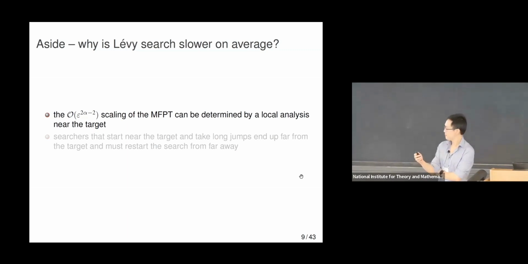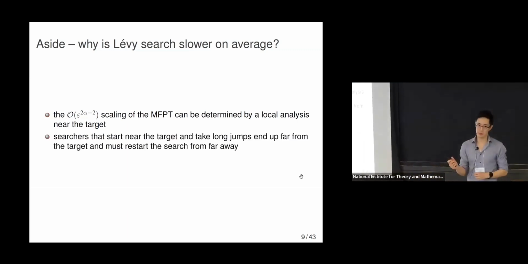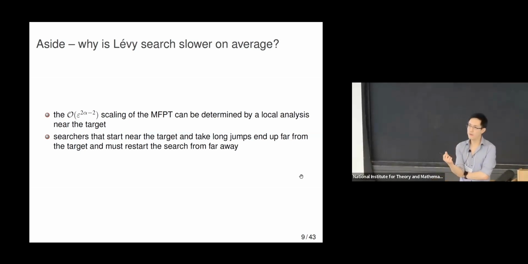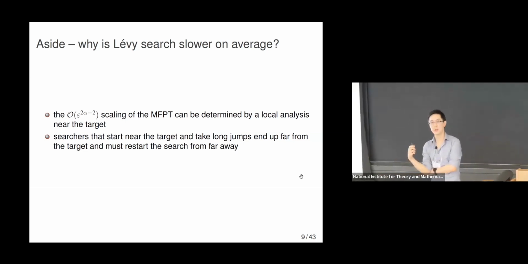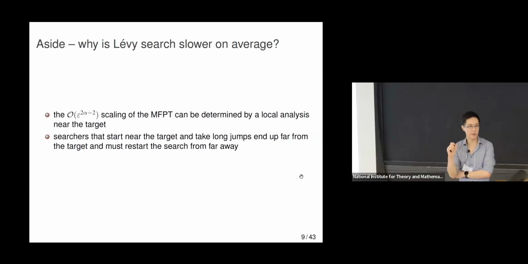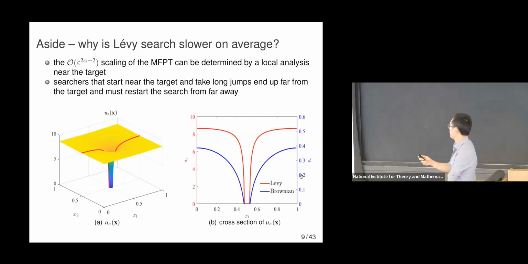Well, they can take long jumps, right? And with this flyover condition, where flyovers are allowed, a long jump when you're near the target takes you way out, but a long jump from way out there doesn't necessarily take you close to the target, right? So if you're close to the target and you take a long jump, you essentially have to restart your search from a far distance away. And you can see this from a solution of u of x.